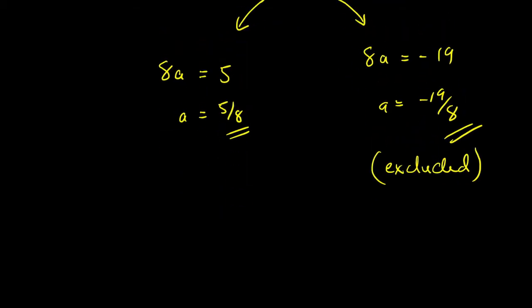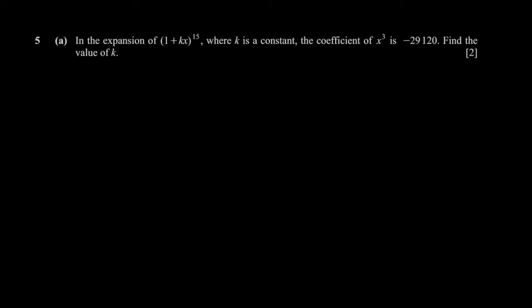Okay, all right. Okay, then question 5, a binomial expansion style of question. So in the expansion of this, where k is a constant, the coefficient of x cubed is this thing here. Find the value of k.